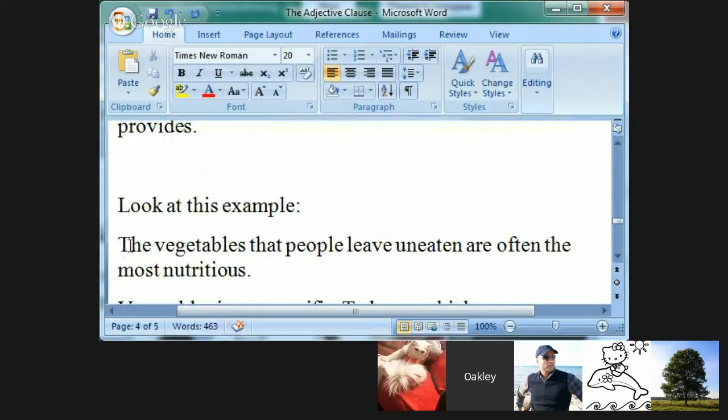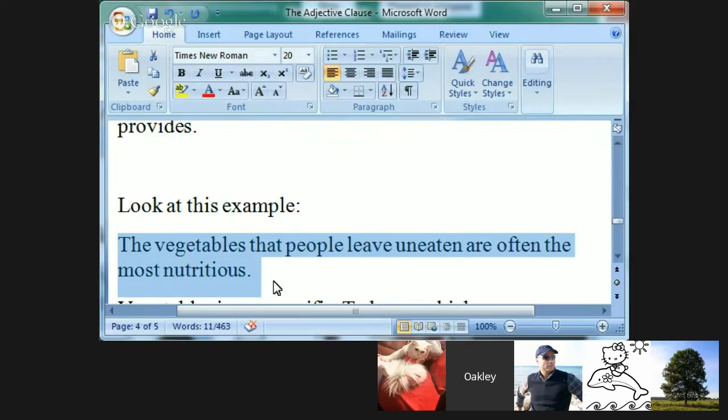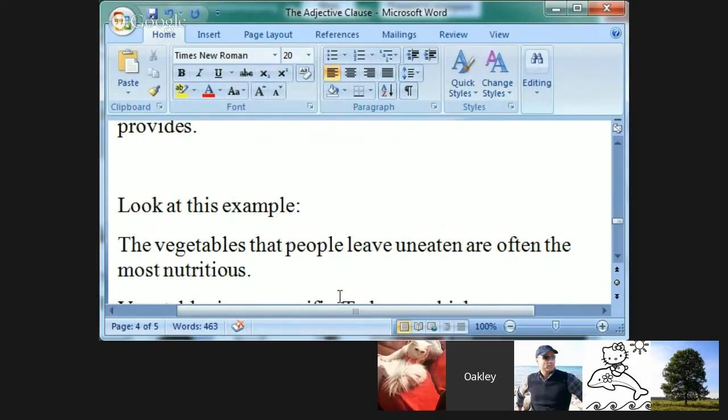For example, let's look at an example here. The vegetables that people leave uneaten are often the most nutritious. First of all, let's analyze a little bit. Where is the adjective clause? What is the adjective clause? That. Okay, so that, the vegetables.